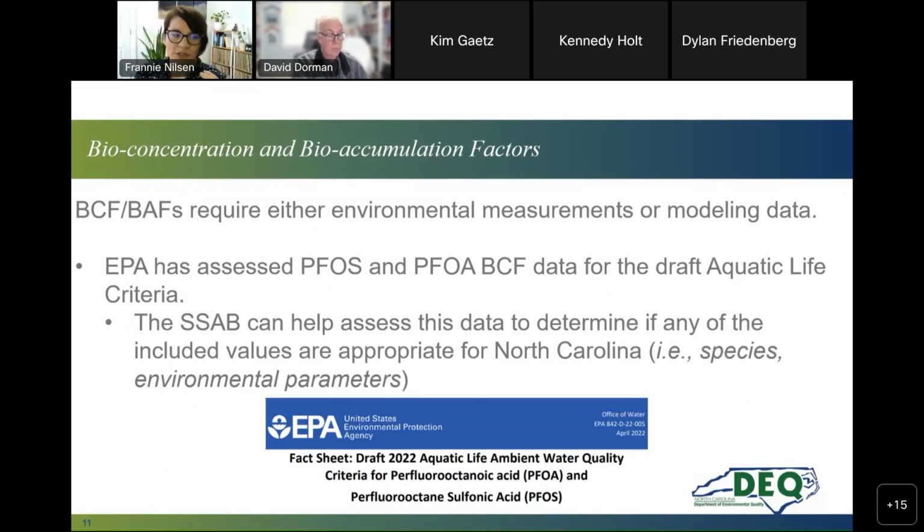Just for future reference, when this presentation is published on our website, this is a screenshot of the top of the fact sheet from the EPA, but there's also a link embedded in there, so if you click it, you'll be taken to the fact sheet on the EPA's website.